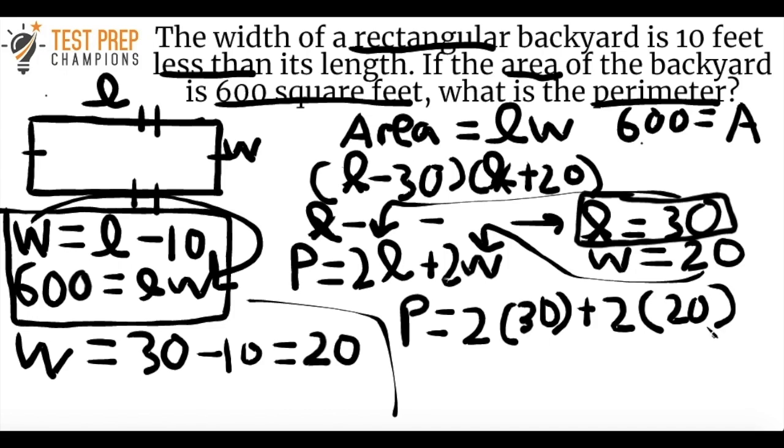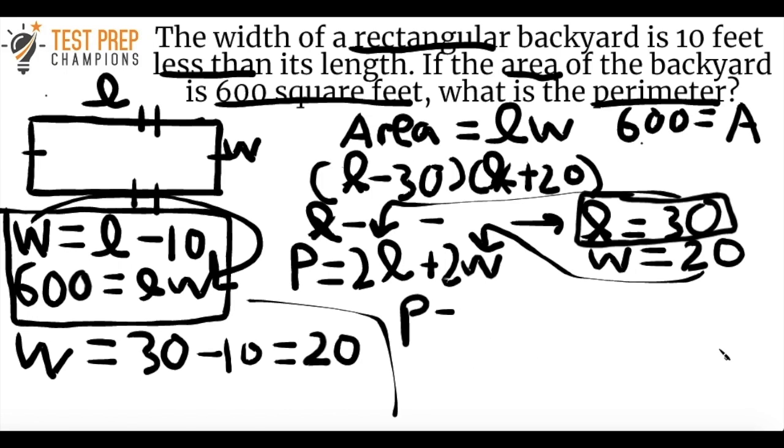If we do 2 times 30, we get 60. If we do 2 times 20, we get 40. And 60 plus 40 is 100. So the answer here is 100. We found that the perimeter is equal to 100. We did all this work just to find that the perimeter was equal to 100. Now let's recap how we did this.